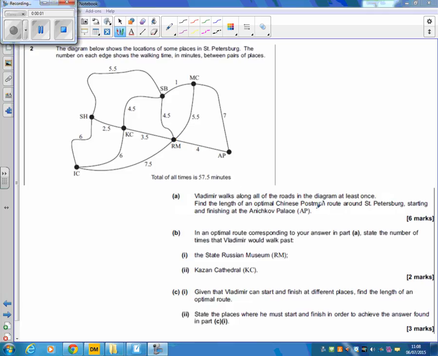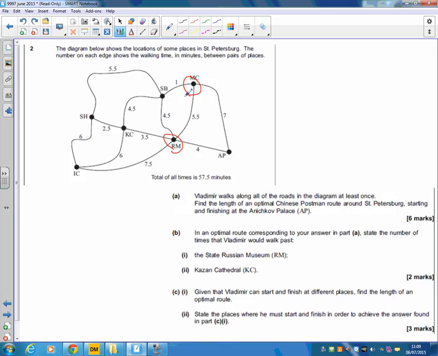Chinese postman. So we're going to start off by identifying the odd vertices. These are the ones with an odd number of edges going into them. So that one's odd, that one's odd. There's always going to be an even number of odd vertices. That one's odd, so there must be one more. That one's odd. We've got our odd vertices.